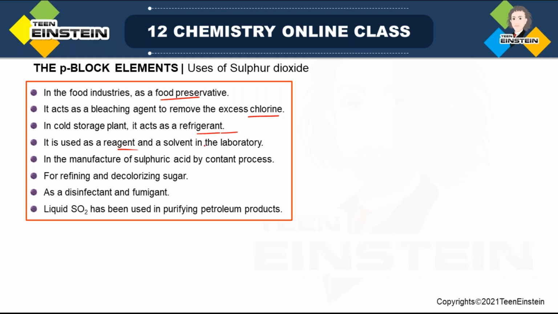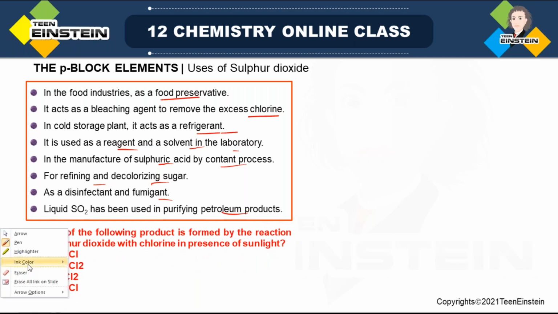It is used as reagent and solvent in the laboratory, and in manufacture of sulfuric acid by contact process. Remember, the contact process step that we are mentioning here is the step where SO2 is oxidized to SO3 in presence of O2. So this is one of the important steps of sulfuric acid production. We are using SO2 to produce sulfuric acid. This is application. For refining and decolorizing sugar, as disinfectant and fumigant, liquid SO2 has been used in purifying petroleum products. So these are some of the applications of this gas.